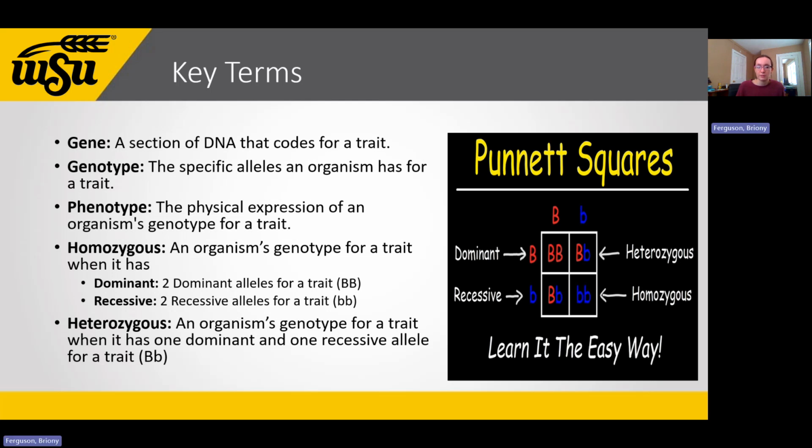When you have a homozygous dominant, homo means one or the same. So you know that it's going to be two dominant alleles for the trait, so two uppercase letters. If it's homozygous recessive, you're going to have two recessive alleles for the trait or two lowercase letters. And I'll show you more about how to do these here in a second.